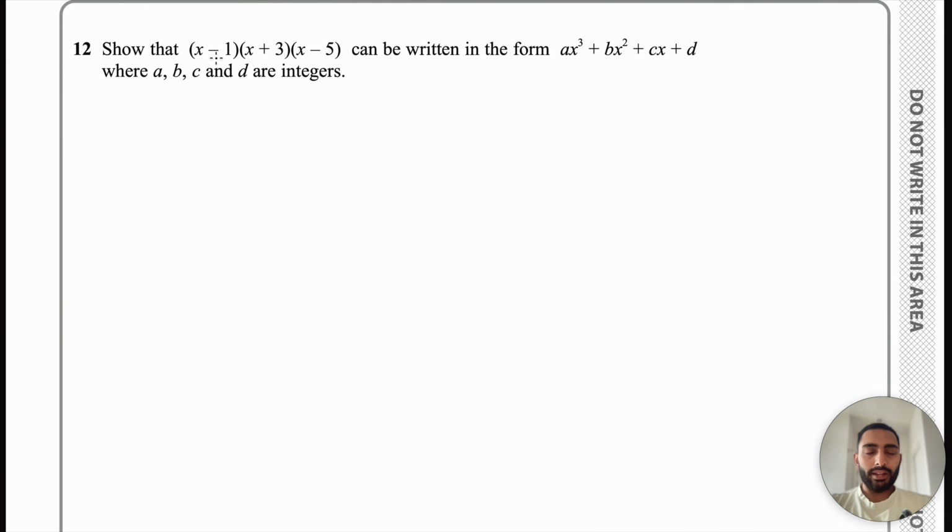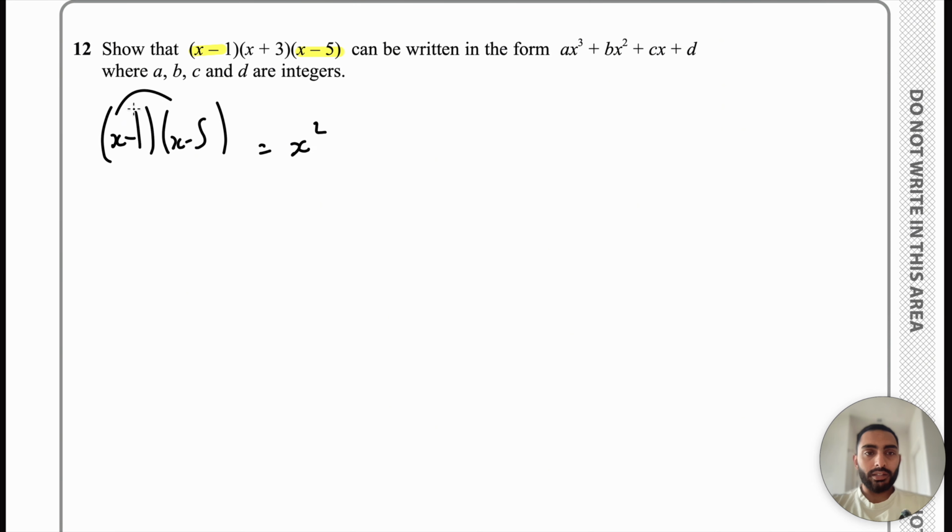Question 12, show that x minus 1 multiplied by x plus 3 multiplied by x minus 5 can be written in this form where a, b, c, and d are integers. All this is doing is testing us on, can we expand triple brackets? So the first ones that I'm going to do are my 2 negatives, just so that I can get rid of some of the negatives to make it a little bit easier for the last one. So I'm doing x minus 1 multiplied by x minus 5. So I'm multiplying everything in my first bracket by everything in the second bracket. I'm doing x multiplied by x, which is x squared.